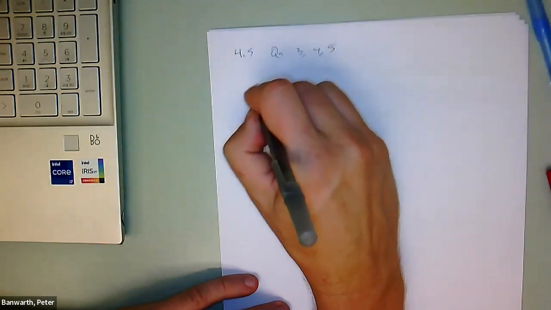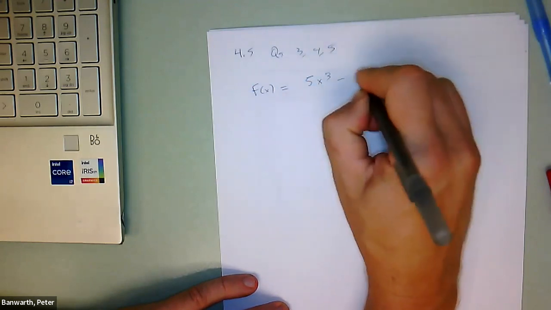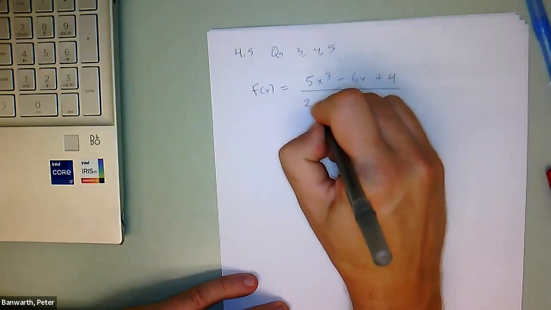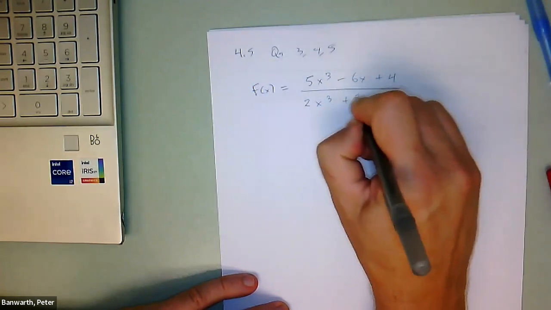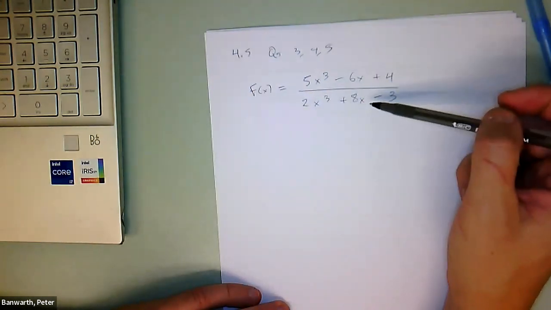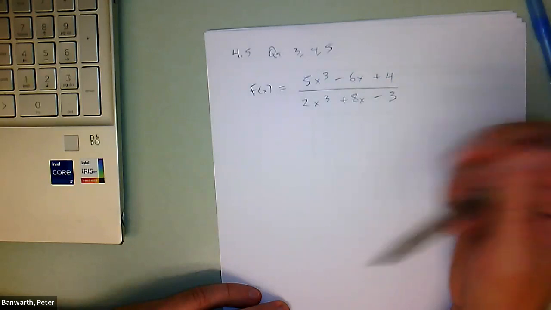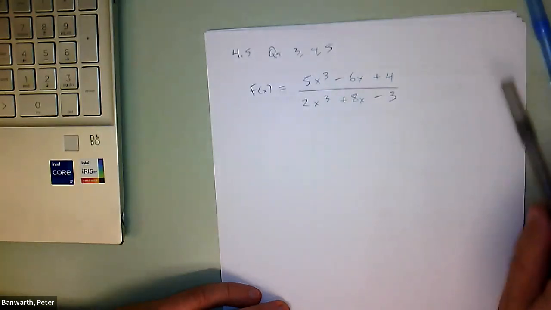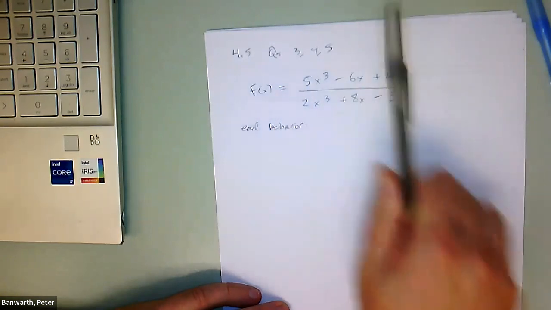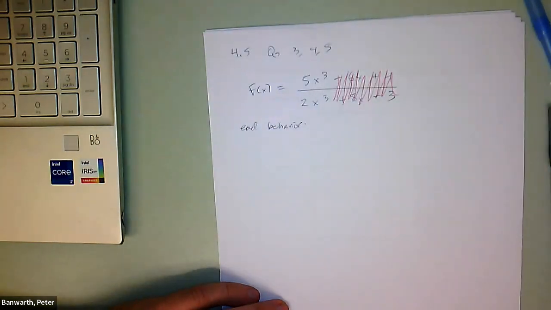Okay, let's take a rational function f of x, and let's look at (5x cubed minus 6x plus 4) divided by (2x cubed plus 8x minus 3). There might be some vertical asymptotes, there might be some zeros, but I don't know because it's not written as a factored polynomial, so I'm not going to care about that. If I want to know the end behavior, and I recommend you actually do this if you're asked on a quiz to find the end behavior, remind yourself what you're doing by scratching that out.